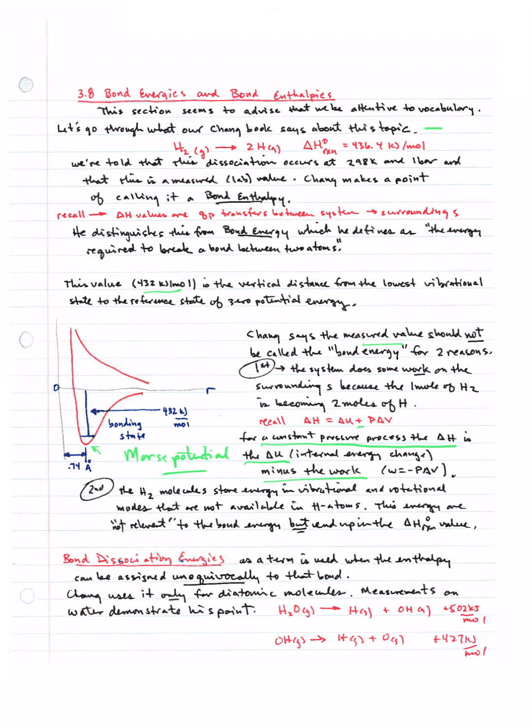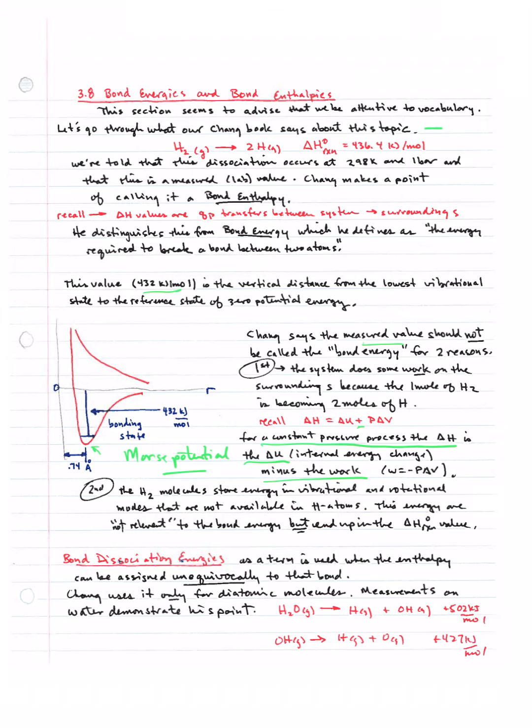Now this is a delta H of reaction standard because we're told that this dissociation occurs at 298 K and 1 bar. It's not the temperature that makes it standard, it's actually the pressure. But the value is given for 298 K. This is a measured lab value. Chang makes a point of calling it a bond enthalpy.